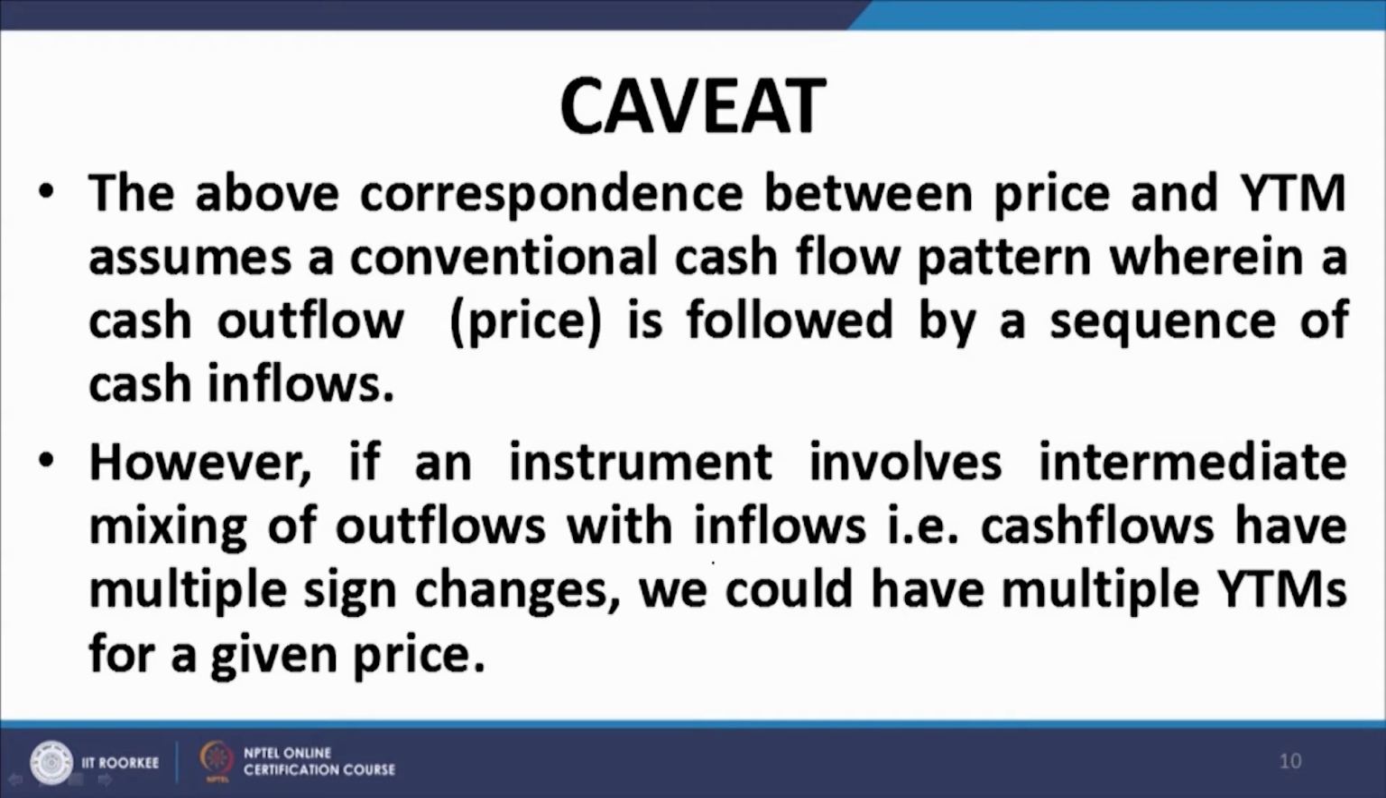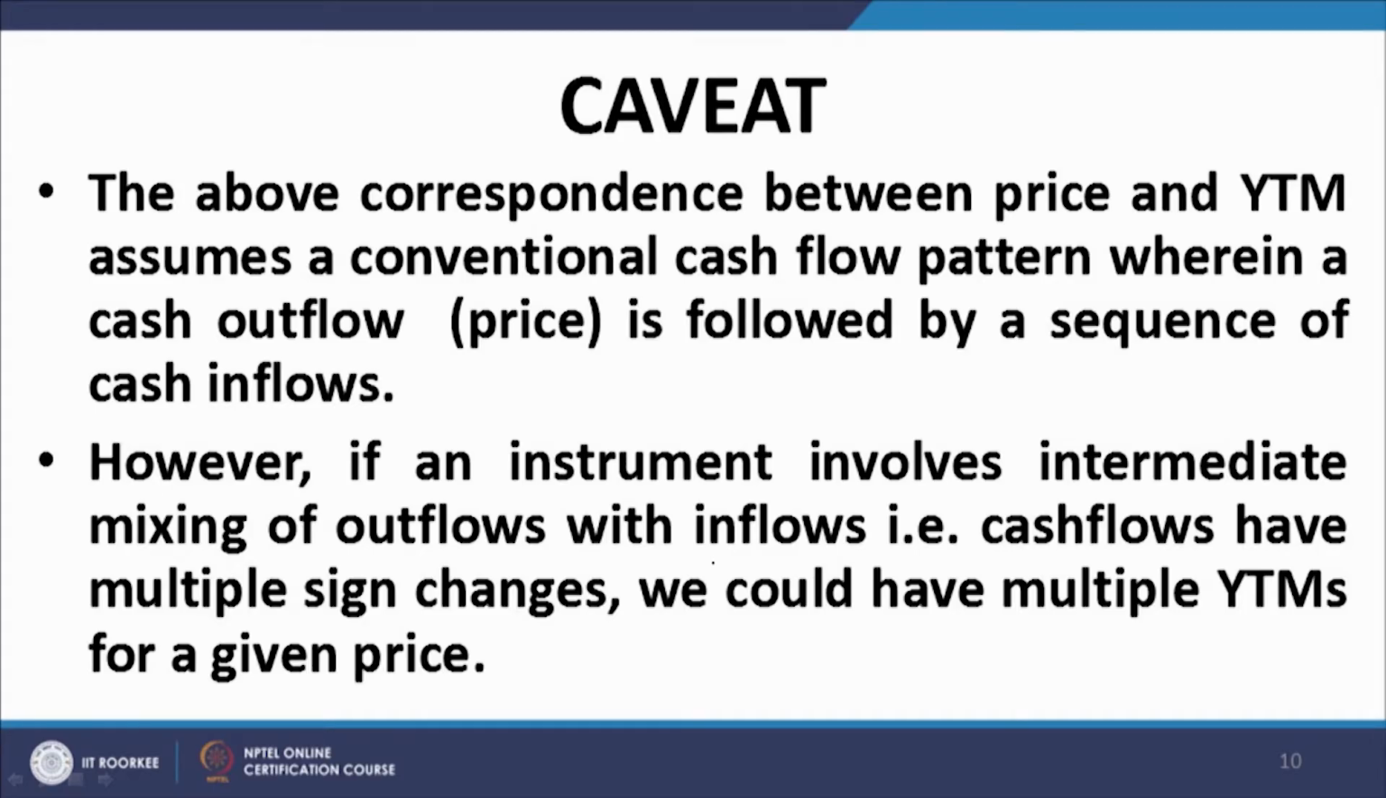If an instrument involves intermediate mixing of outflows with inflows, you have the preference dividend at t equal to 1, 2, 3, 4, and then at 5 you have to pay the call money. So, that is a cash outflow, then at 6 you have a cash inflow, and so on. If you have this kind of multiple sign changes during the life of the instrument, you could end up with multiple YTMs. Let me read it out: if an instrument involves intermediate mixing of outflows with inflows, that is, multiple sign changes, we could have multiple YTMs for a given price.